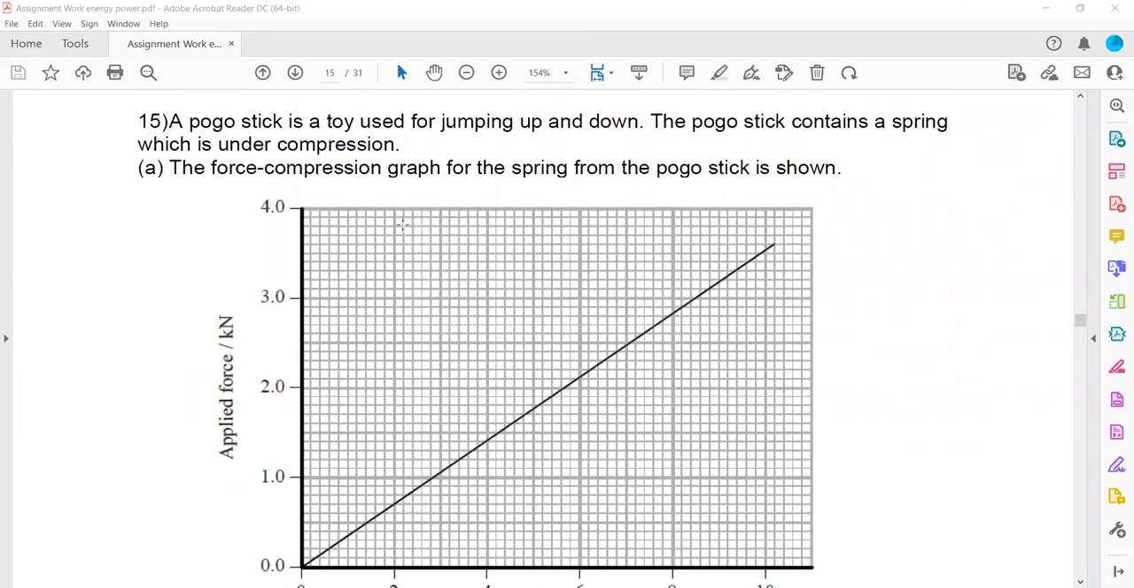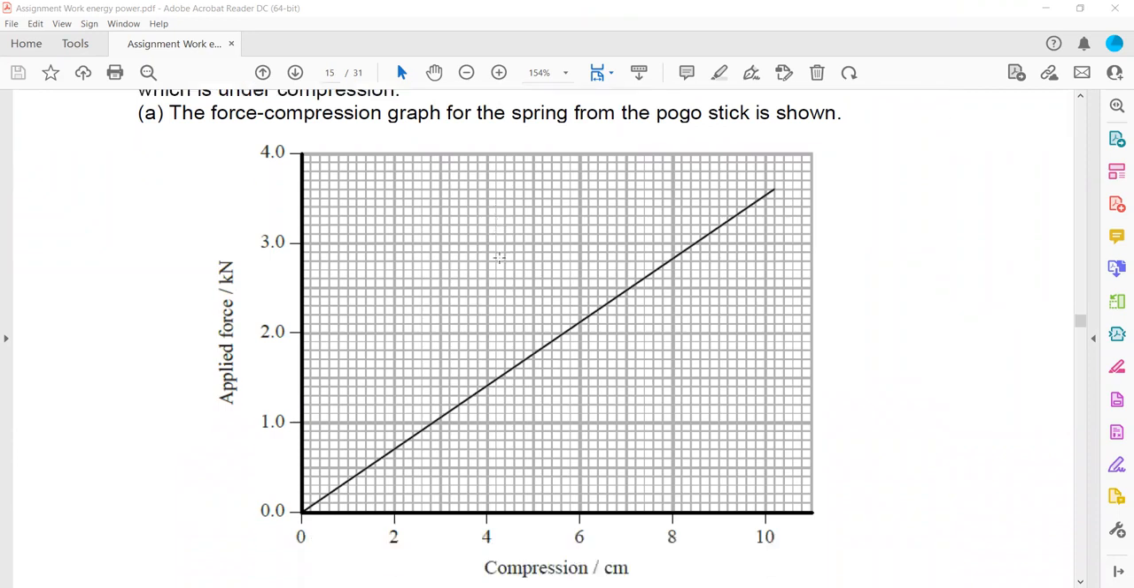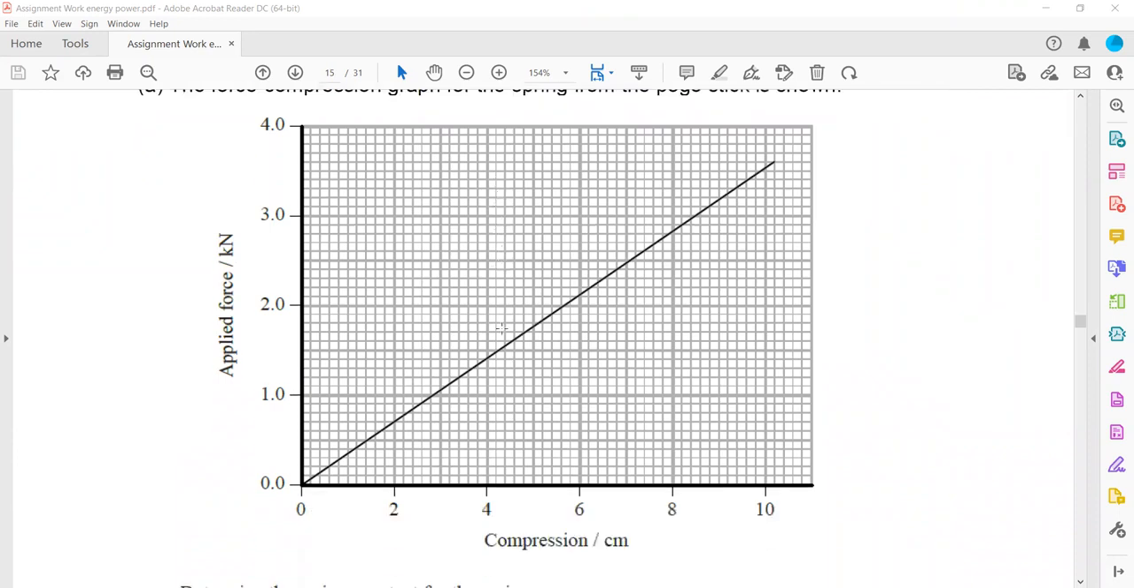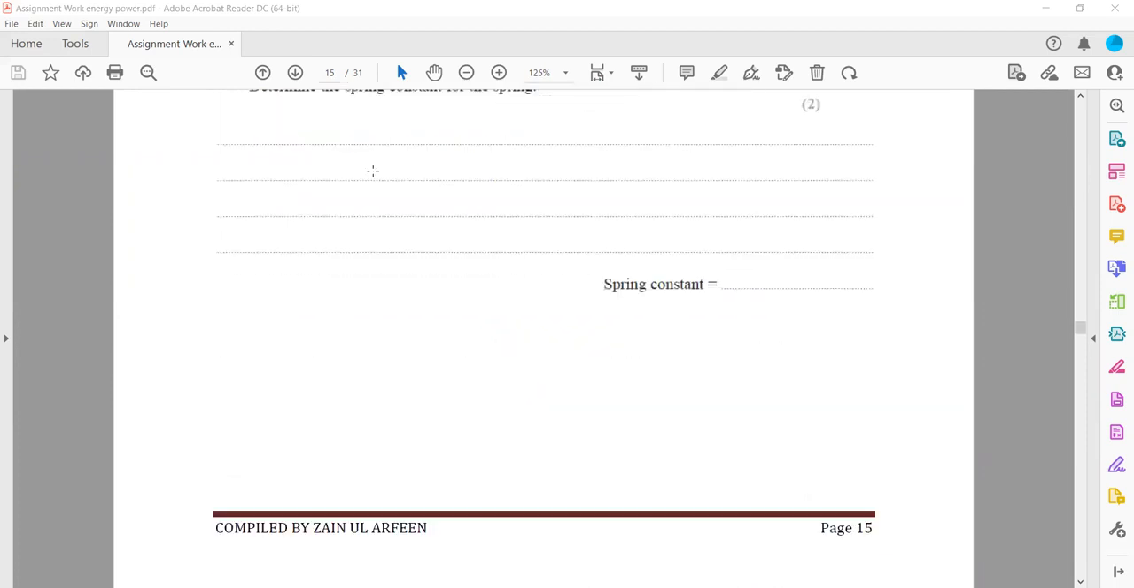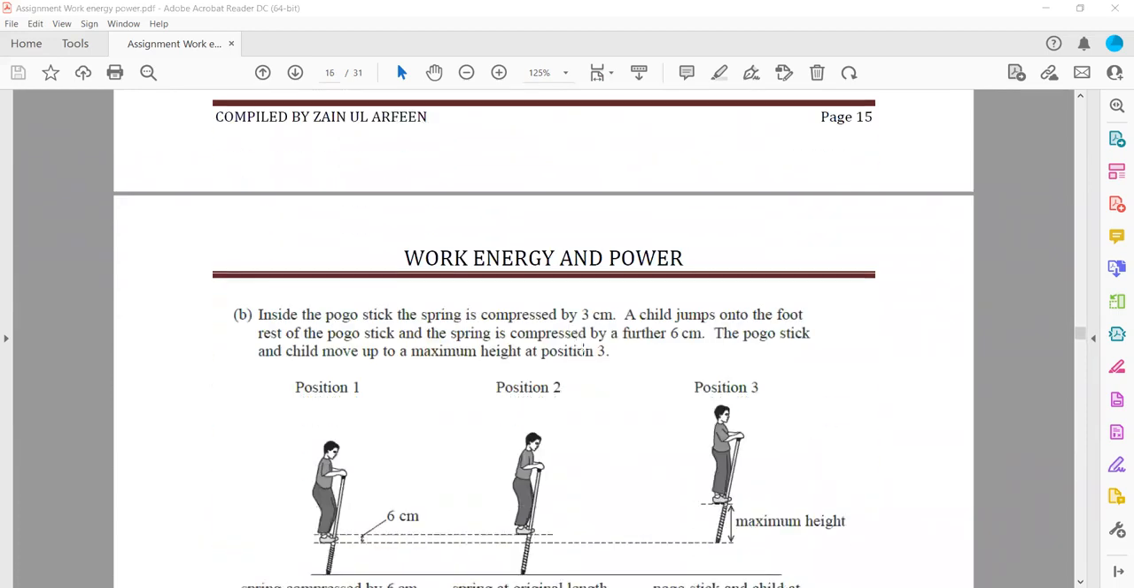In question 15, a pogo stick is a toy which is used for jumping up and down. The pogo stick contains a spring which is under compression. The force in compression graph is given. Determine the spring constant. How can we determine the spring constant? We just have to take 2 points and find the gradient, y2 minus y1 over x2 minus x1. One thing: if your extension or compression is given in centimeter, then the answer will be Newton per centimeter. If it is given in millimeter, the answer will be Newton per millimeter.